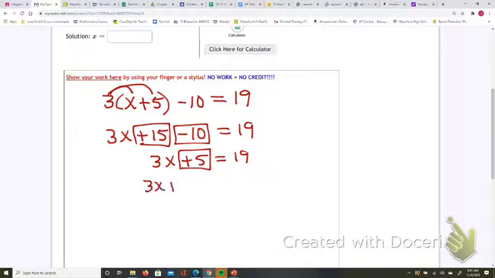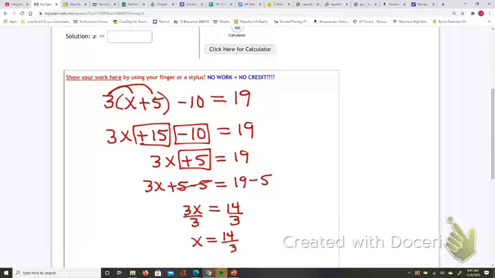So we do 3x plus 5 minus 5 equals 19 minus 5. 5 minus 5 is 0, so we cross it out. We get 3x equals 19 minus 5 is 14. Our last step is to undo the multiplication. We find our x, we find the number that's next to the x, because remember, 3 next to x means 3 times x. So we divide both sides by 3. 3 divided by 3 is 1x equals 14 over 3.